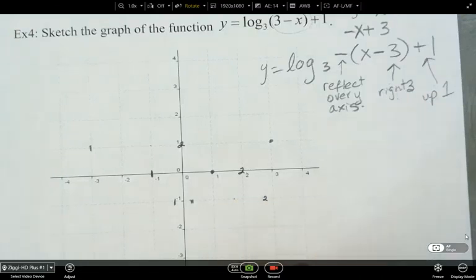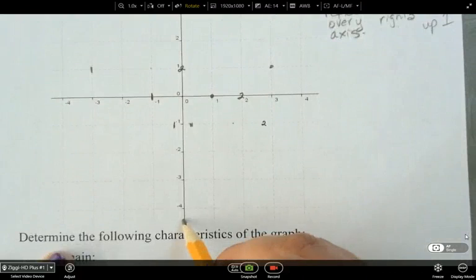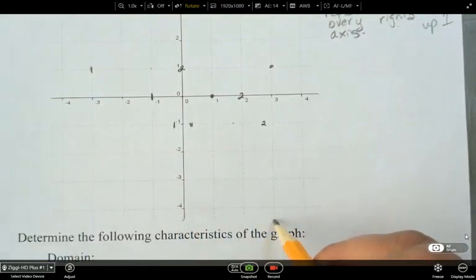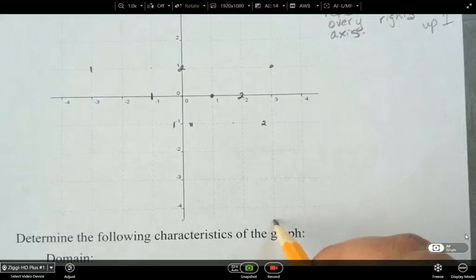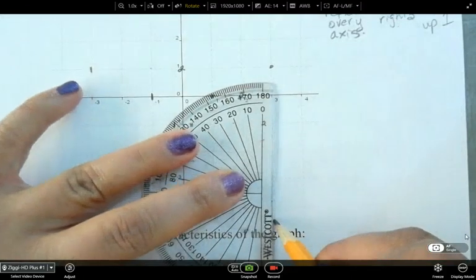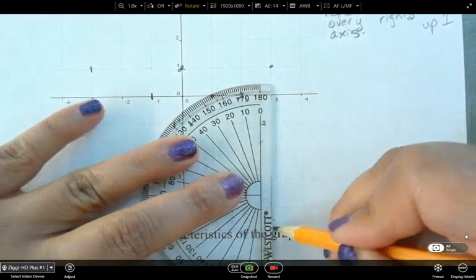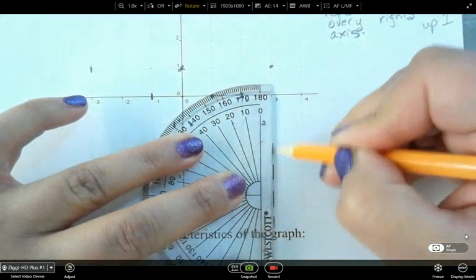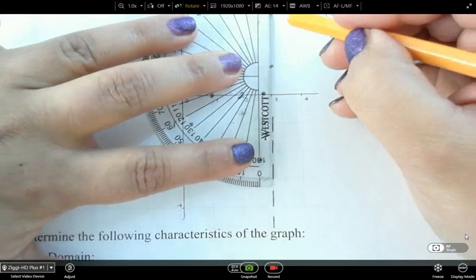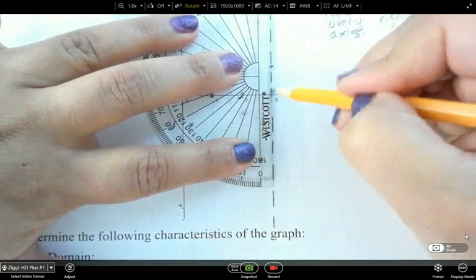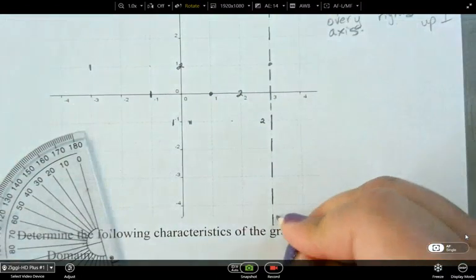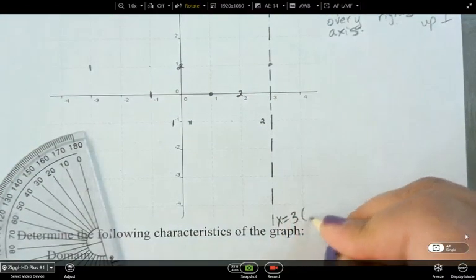So what happened to my asymptote now? Where is it? It was here. I'm going to move it. It was on my y-axis. Now it's going to be right here. So let's draw that in right now before we forget about it. Okay, so this is x equals 3. That's the asymptote.